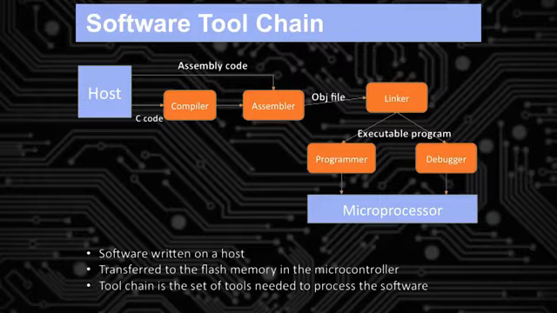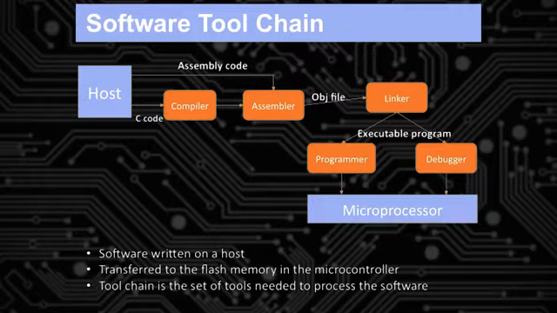So if we look at this picture, we start off with the host up at the top left. The host is a laptop, desktop, whatever it is that you're actually writing the code on. So you write your code on the host using some text editor, it doesn't really matter which one. Then this is actually a compile tool chain. So you write your code, let's assume it's C. The C code comes out of the host and goes into a compiler.